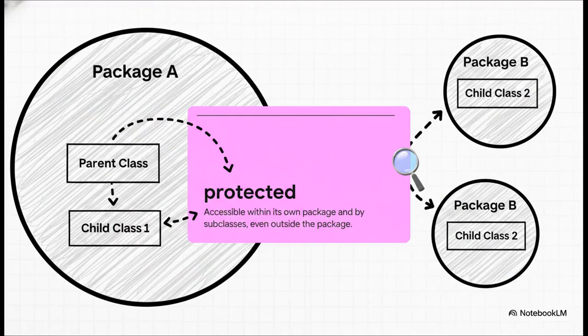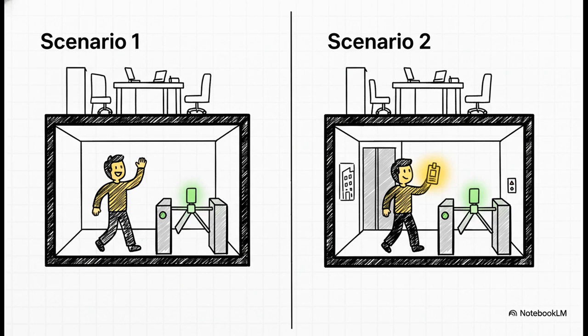Okay, next up is protected. Now things get a little more restrictive. This one has two main rules. First, it's visible to everything inside its own package. And second, it's visible to any subclasses, even if those subclasses are in a different package. This is where the idea of inheritance really becomes important. Let's go back to our building. Protected is like the employee-only floors. To get past security, you either have to work in that specific building, which means you're in the same package, or you have a special employee badge from a parent company, which means you are a subclass.